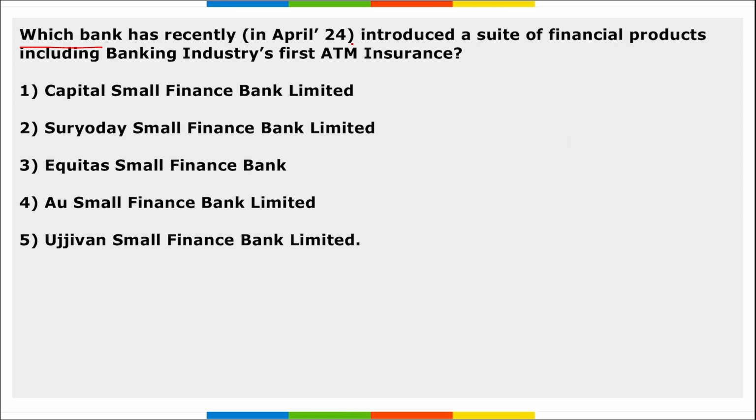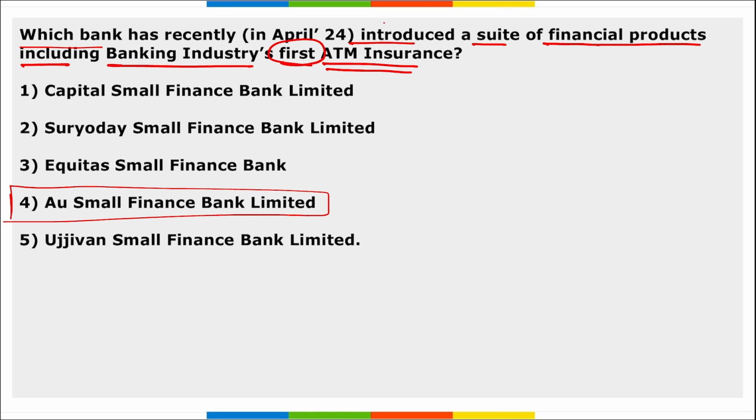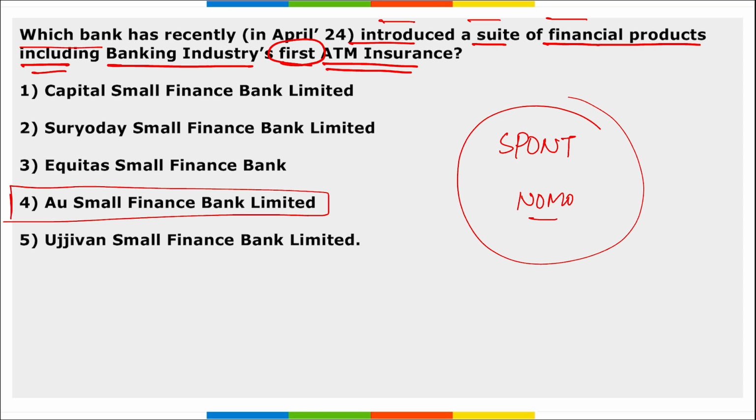Next, which bank has recently introduced a suite of financial products including the banking industry's first ATM insurance? So it is AU Small Finance Bank, right? AU Small Finance Bank introduced a suite of financial products including the banking industry's first ATM insurance. This included two new credit cards. They are the AU SPONT Rupee credit card, and second is your NOMO, that is no missing out, right? Take a note of this.